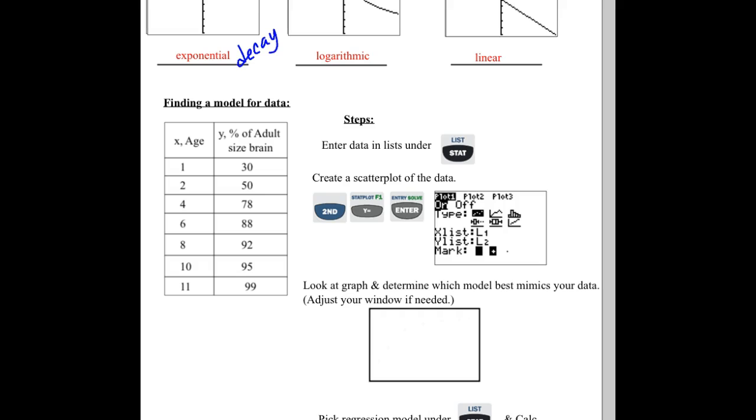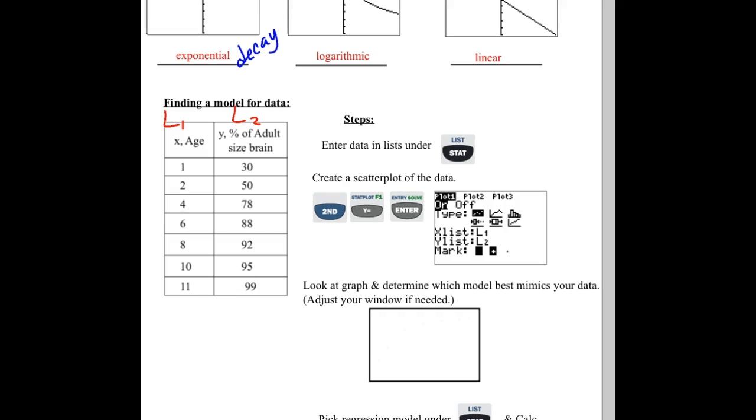All right, for our first one, we are going to put our age in list 1 and the percent of an adult-sized brain in list 2. What you're seeing in this chart is, for example, at age 1, a child's brain is about 30% of the size of an adult brain. Does that make sense? So as the child ages, the brain is getting bigger. Yes? Okay. So by age 11, it's almost a full-size brain, even though I wouldn't call an 11-year-old an adult.